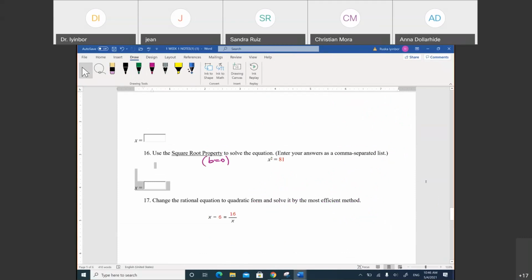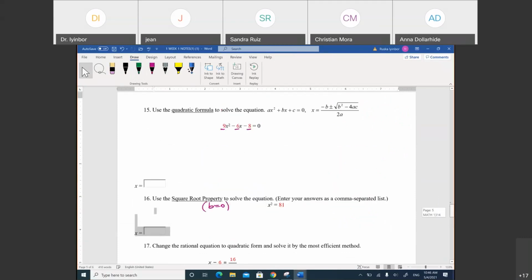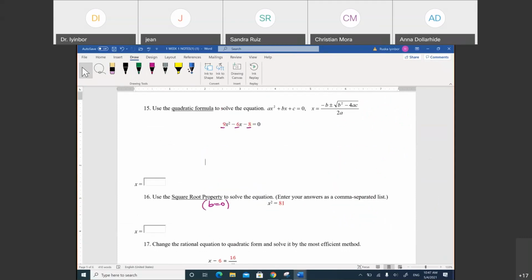a is 9x squared, b is 6x, and c is 8. Now keep in mind, a, b, and c are only the numbers in front. So again, what is a? a is 9. b is 6, and c is... Okay, b is the number in front of x. The number goes with the sign in front, so it's going to be -6. Okay, and what is c?